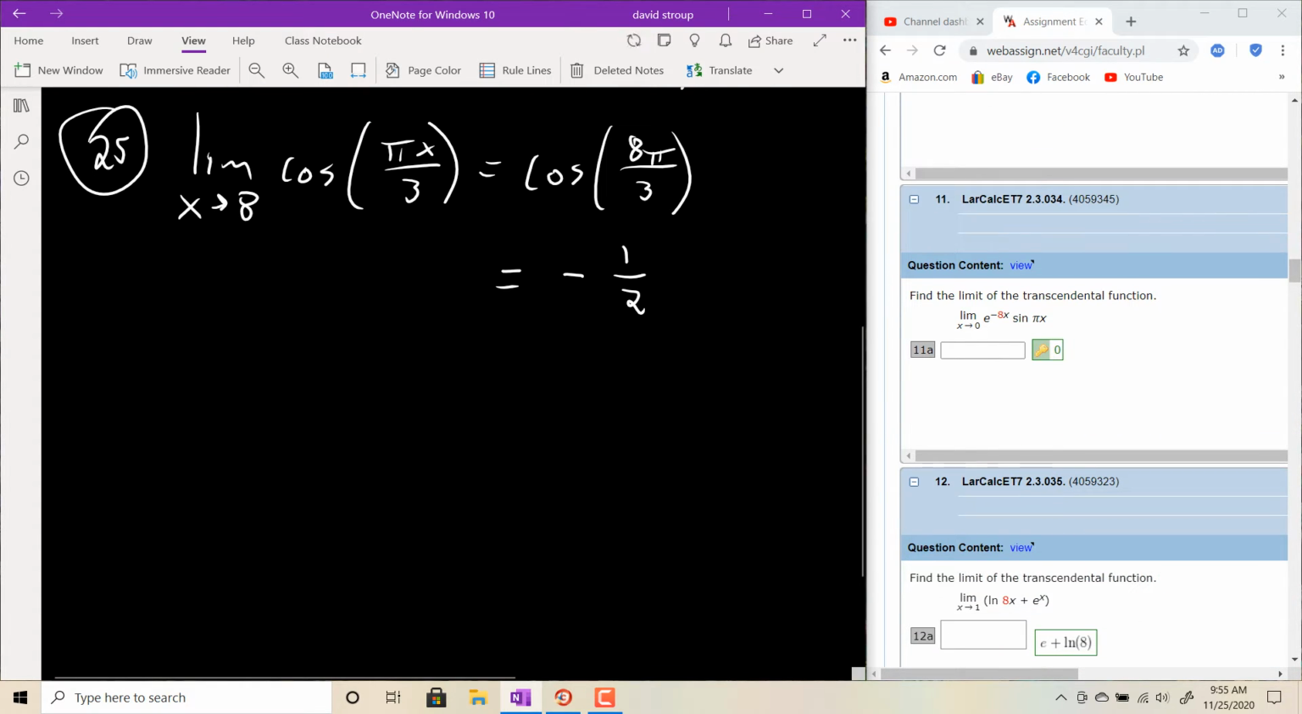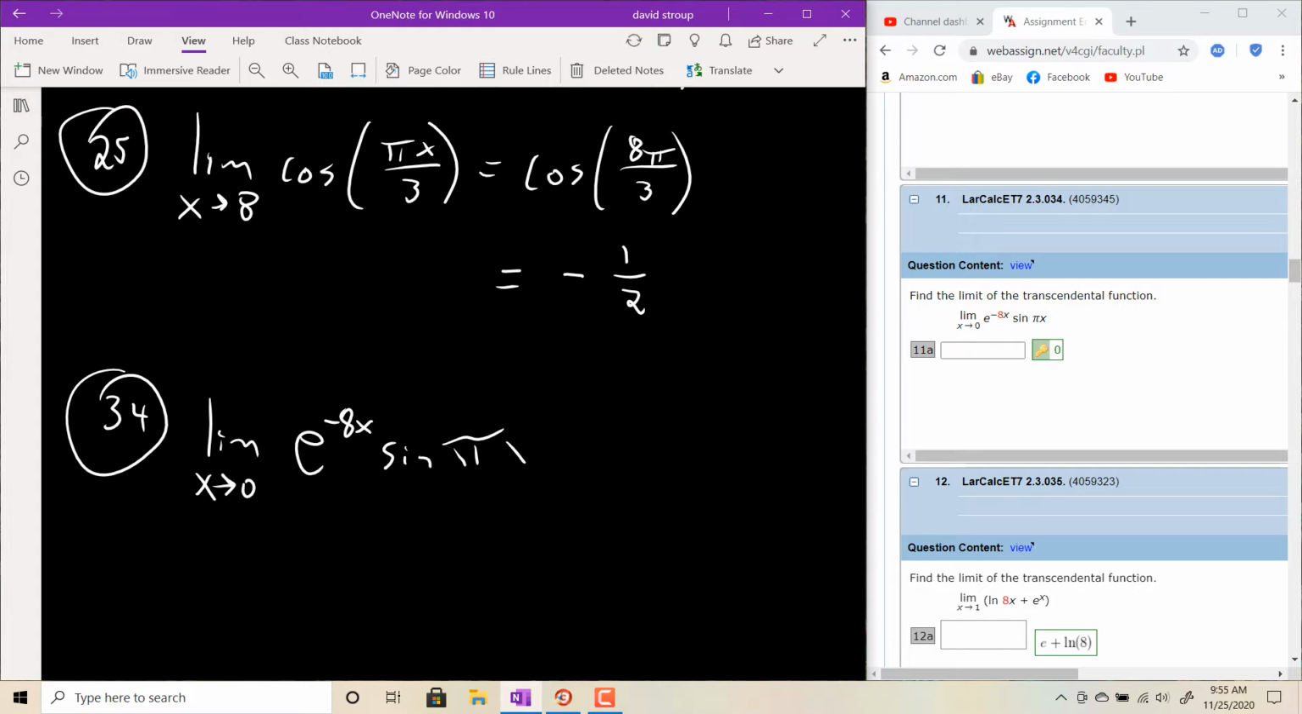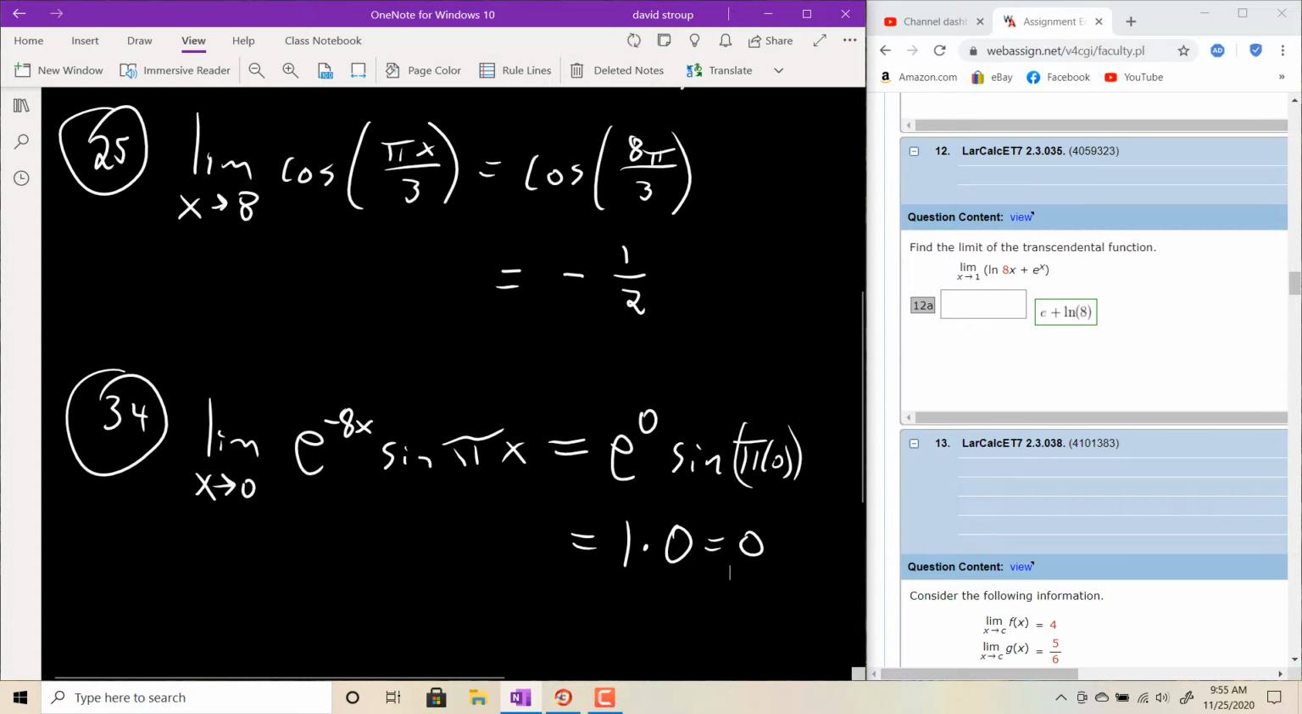Okay, let's see what else. Maybe this one looks hard, so try number 34. As x goes to 0, of e to the negative 8x times sine pi x. Again, it's a product of continuous functions. You could just do a substitution. E to the negative 8 times 0 is e to the 0, times sine of pi times 0, which is sine of 0. E to the 0 is 1. Sine of 0 is just 0, so that will be equal to 0. Okay, so these are pretty easy.